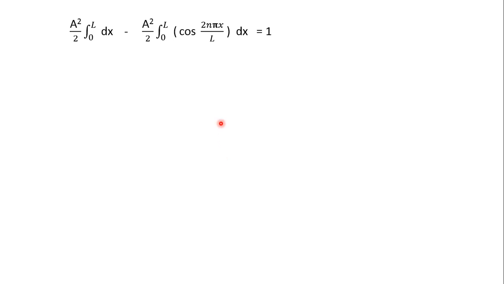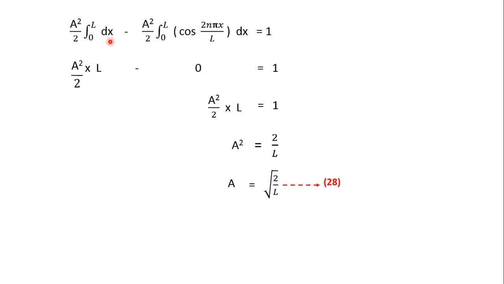If you integrate this, the second term will become 0, and the first term, if you integrate dx, will become x, and applying the limits L to 0, we will get L minus 0, and that will be L. And so you'll get A square by 2 into L minus 0 equal to 1, A square by 2 into L equal to 1, and A square is equal to 2 by L, and A is equal to root 2 by L.